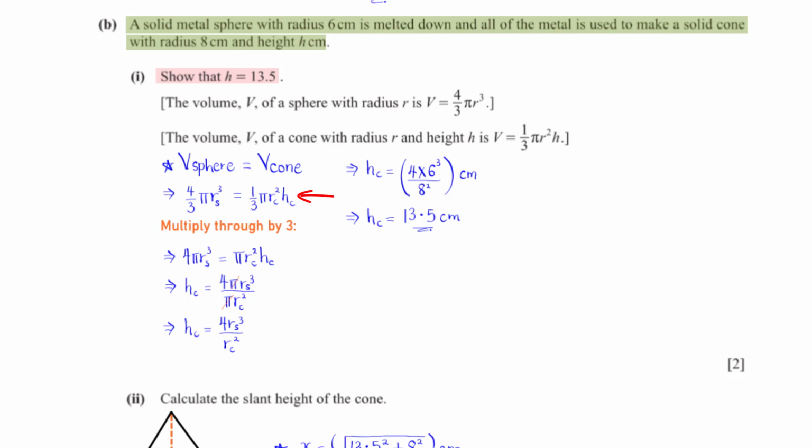We want to find the height of the cone, and so we need to make hc the subject of the equation. To clear the denominators, we multiply through the equation by 3. This gives us 4 pi times rs cubed equals pi times rc squared times hc. When we make hc the subject, we get 4 rs cubed divided by rc squared. Rs is 6 centimeters and rc is 8 centimeters. When we type this into the calculator, we get hc as 13.5 centimeters.